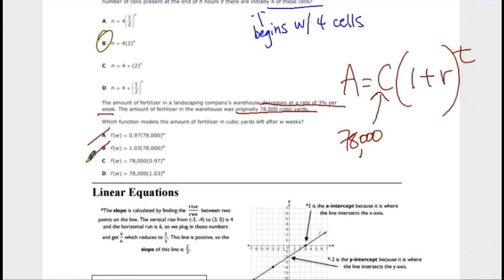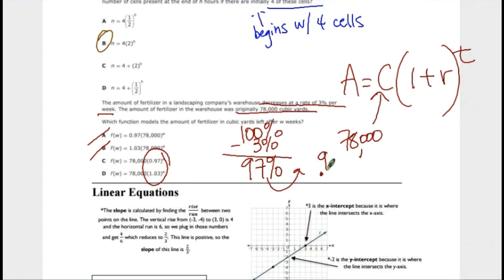Okay, so if we look, the only difference between these 2 answer choices is in the parentheses. Now, if we look in the problem, it tells us that it is decreasing at a rate of 3% per week. So if I start, any percentage is out of 100, guys. So if I start with 100% and I decrease 3%, that's going to give me 97%. Now, if I turn this into a decimal, then I'm going to move my decimal over 2 spaces and get 0.97. So the correct answer should be C.